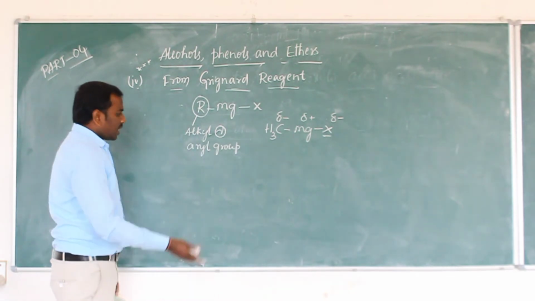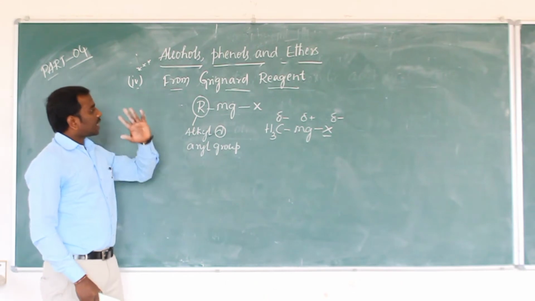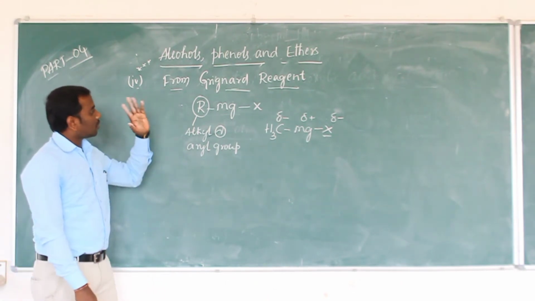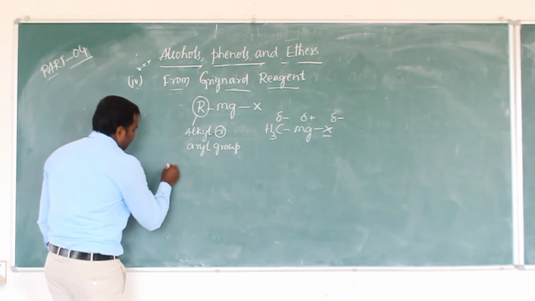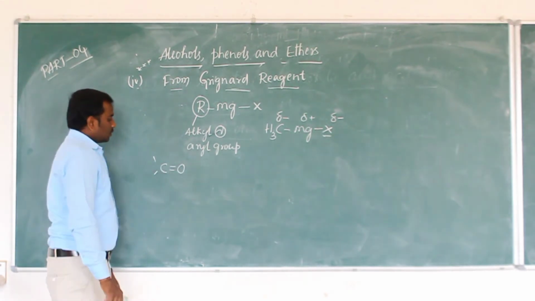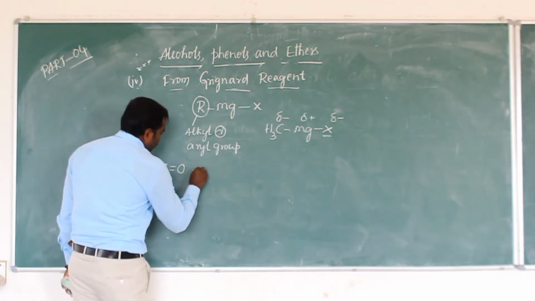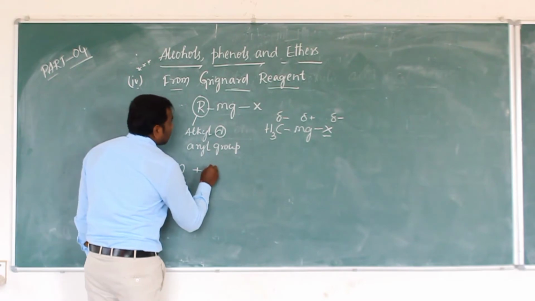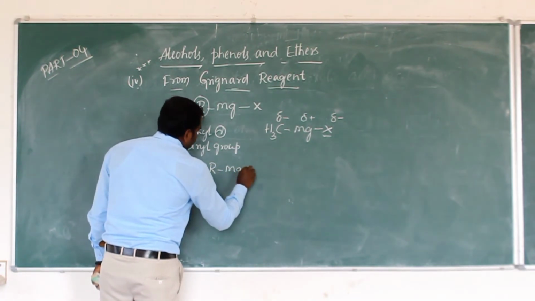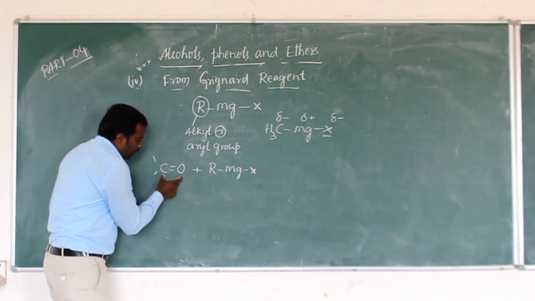Is it clear? See here, for example, let us take an example using the Grignard reaction, to see how to prepare alcohol. See here, keto, right? When the keto compound reacts with the Grignard reagent, it's a very important point of view.